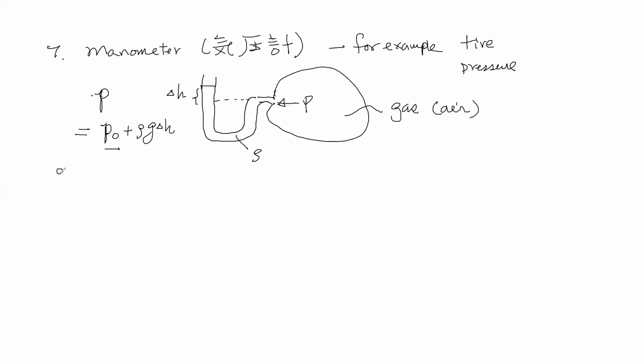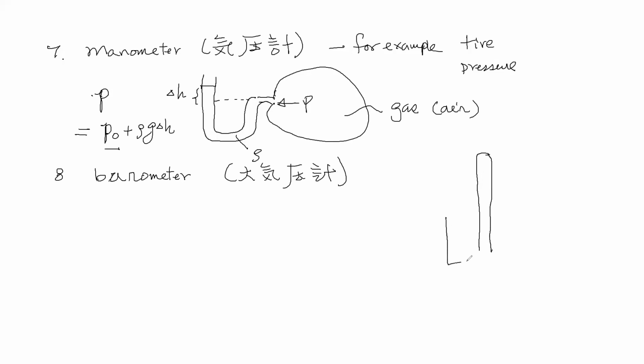Number 8, barometer. Yeah, 大气压计, right? Barometer. This is used to measure the atmospheric pressure. So the way it looks is like this. You have vacuum on the top, and then usually you have mercury inside here. This is mercury, Hg.